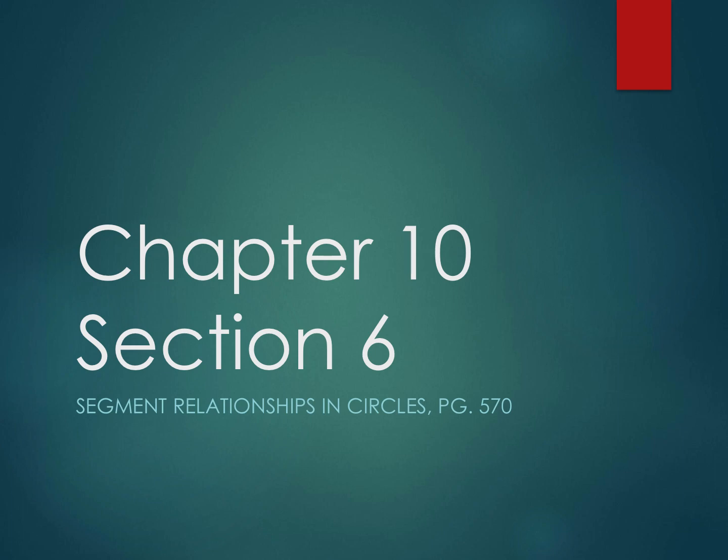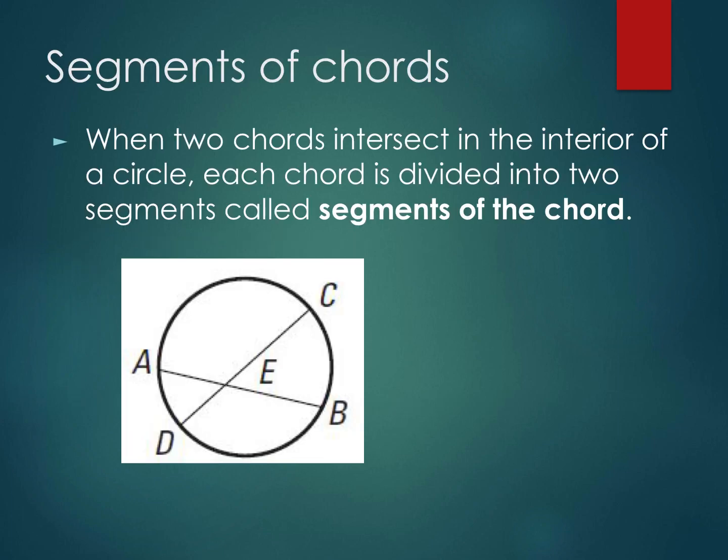So each of these segments is going to be pieces of a line. And it's very, very important that you pay attention to the pieces that I'm talking about. For example, what piece of a chord, what piece of a secant I'm talking about, okay? The first one we're going to learn about is a vocab word called segments of a chord, okay? The segments of chords are when 2 chords intersect in the interior of a circle. Each chord is divided into 2 segments called the segments of the chord, okay?